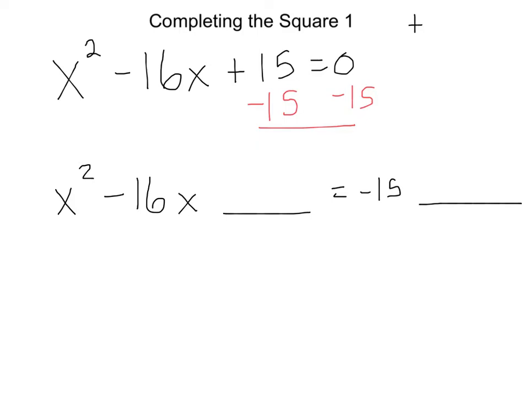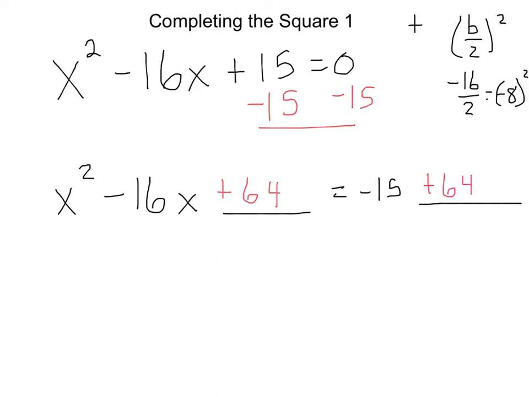What we add to both sides is b over 2 squared. So b in this case is negative 16, isn't it? So b over 2 is negative 16 over 2, which is negative 8, and then we square it. What's negative 8 squared? 64. So what we're adding to both sides is 64. We added it to the left, but you can't just add something to the left. You also have to add it to the right. So now I have added 64 to both sides.